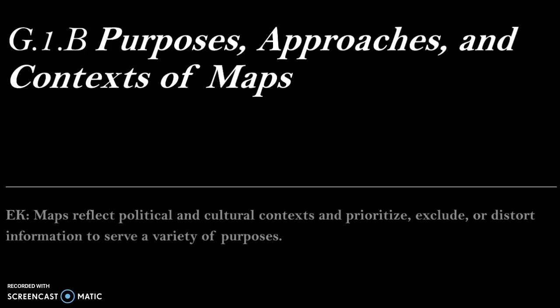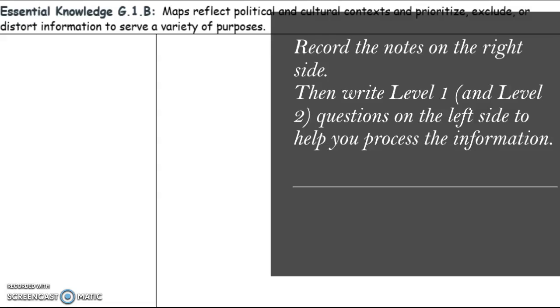So G1B is purposes, approaches, and context of maps. And our essential knowledge here is that maps reflect political and cultural context, and maps prioritize or exclude or distort information to serve a variety of purposes. So again, we're going to record our notes on the right-hand side, and then later on we're going to write down levels of questions.